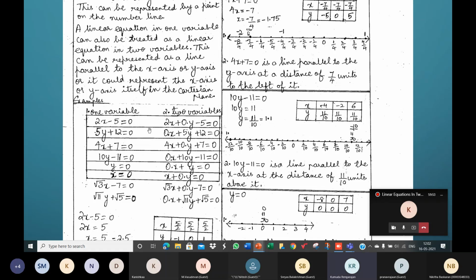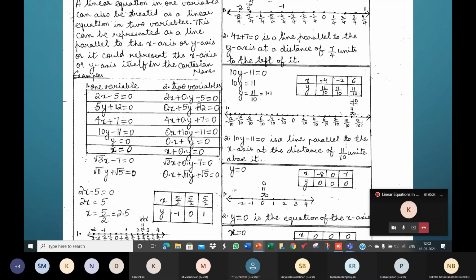So how will the lines behave when you treat a linear equation in one variable as a linear equation in two variables? That's what is mentioned here. This can be represented as a line parallel to the x-axis. So the lines may be parallel to the x-axis, or they may be parallel to the y-axis, or it could represent the x-axis or the y-axis itself in the Cartesian plane. So we have only these possibilities.